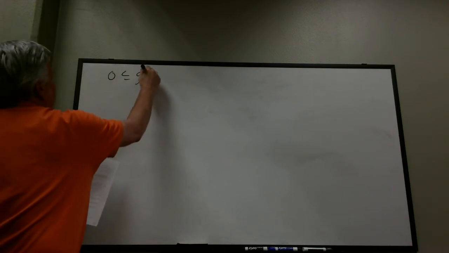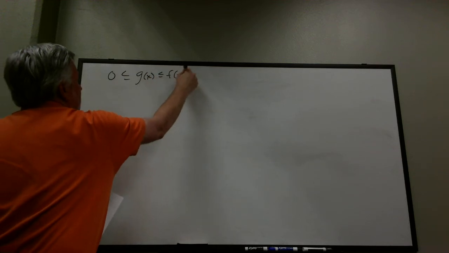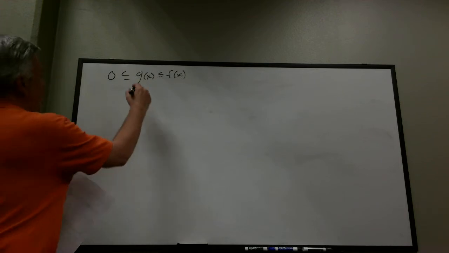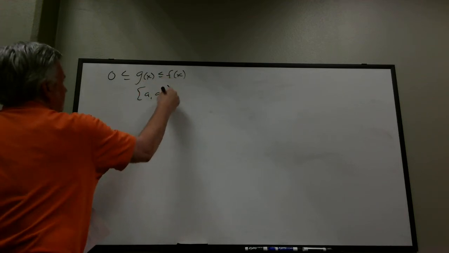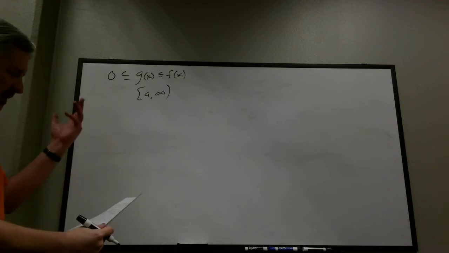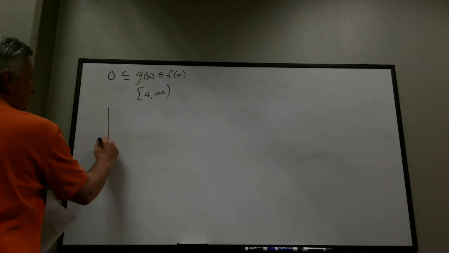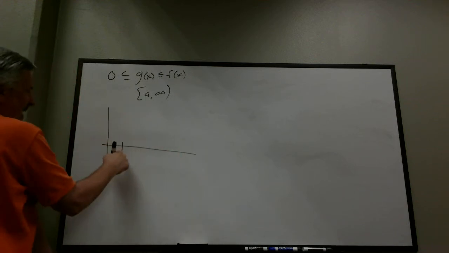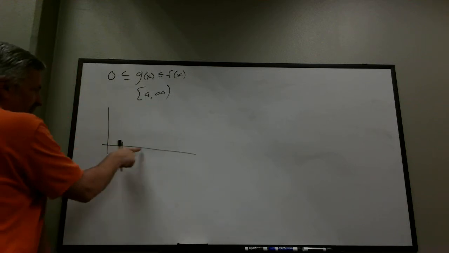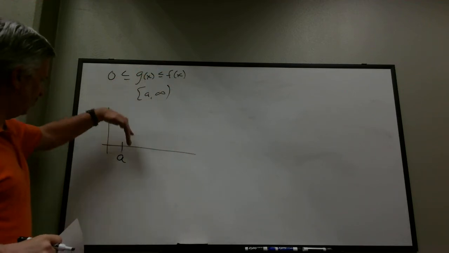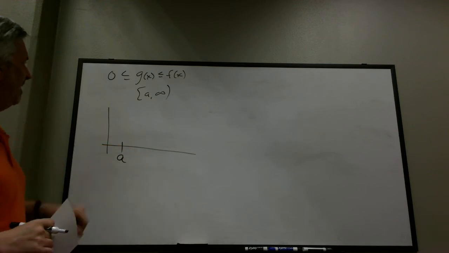It says, let f and g be continuous functions such that 0 is less than or equal to g, which is less than or equal to f. So we're assuming these functions are non-negative, so they don't drop below the x-axis, and we're assuming it's on some interval a to infinity. So a could be negative, but I'm going to draw a picture assuming a is positive. So we're in the first quadrant here. From a to infinity, this is true. So the functions do not drop below the x-axis. They can touch the x-axis, but they can't drop below.